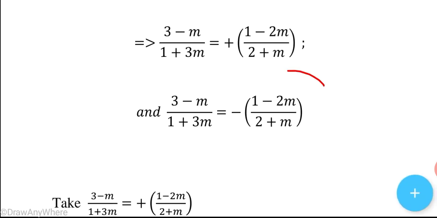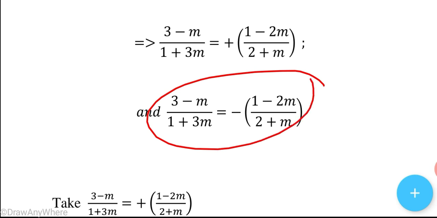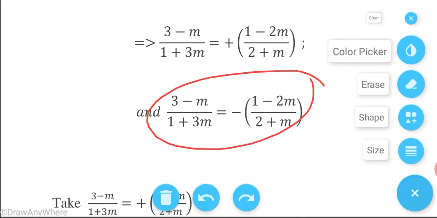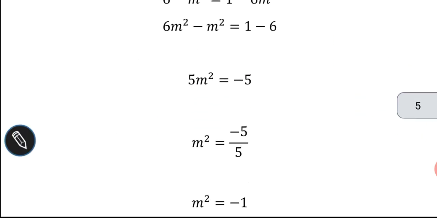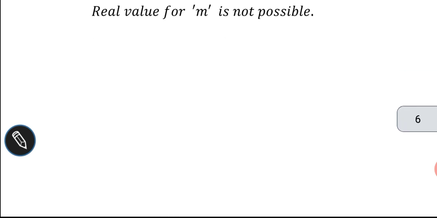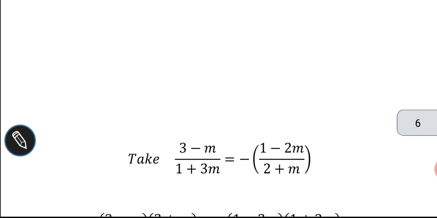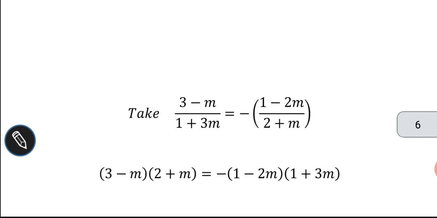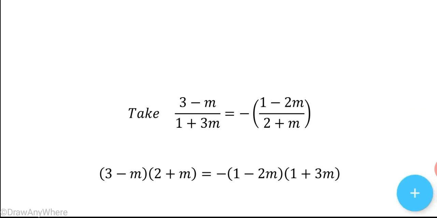this equation. Okay, (3 minus m) divided by (1 plus 3m) is equal to minus of (1 minus 2m) divided by (2 plus m). Okay, so take this equation. So that is equal to, if we cross multiply, (3 minus m) into (2 plus m) equal to minus of (1 minus 2m) into (1 plus 3m).